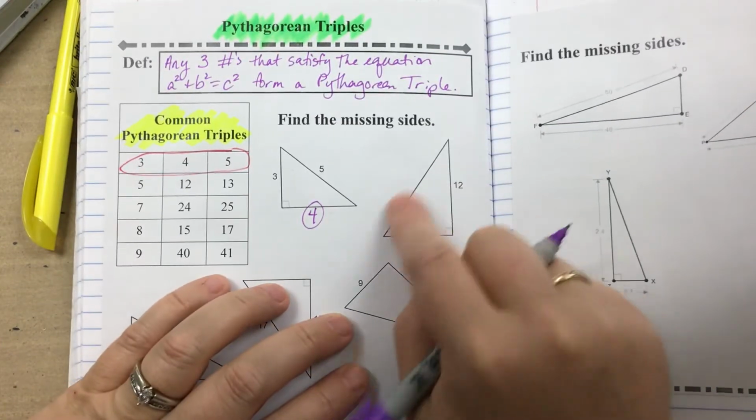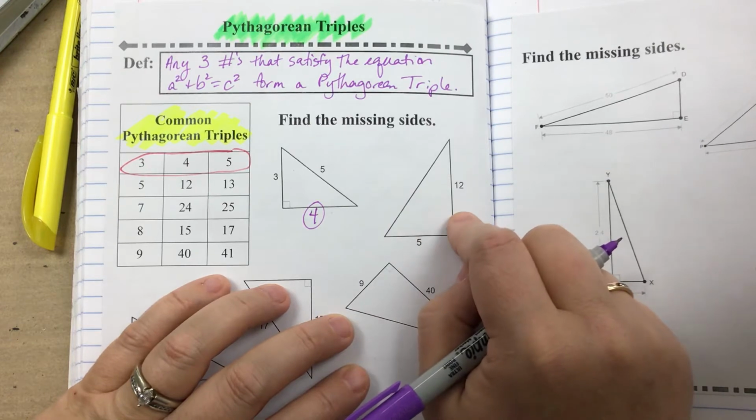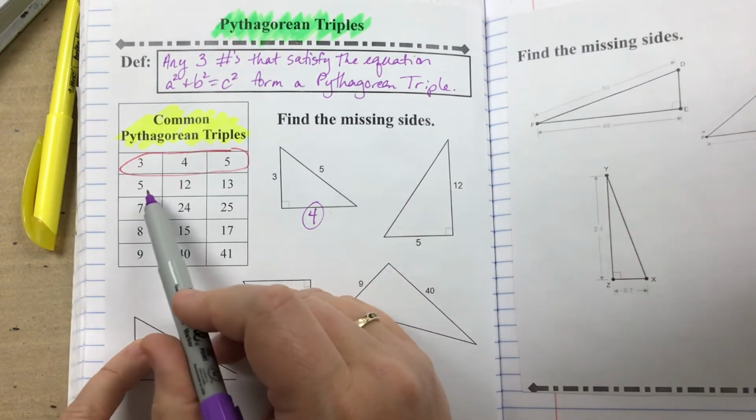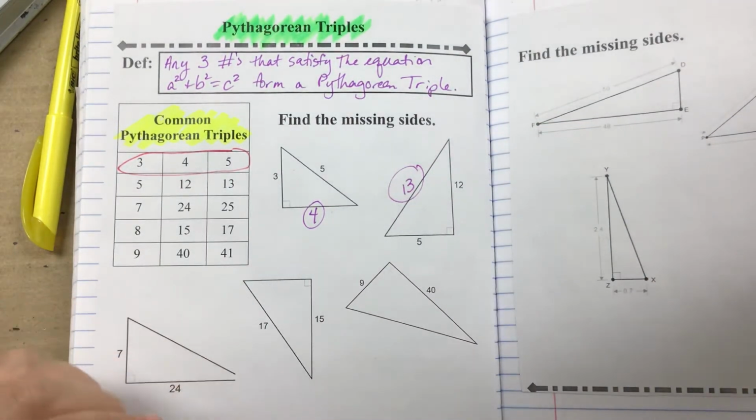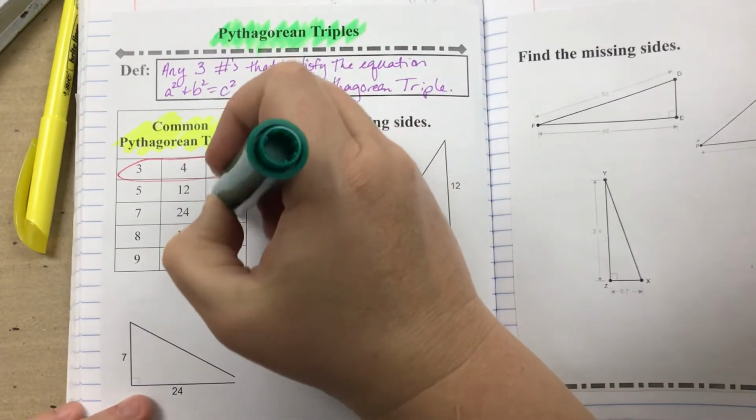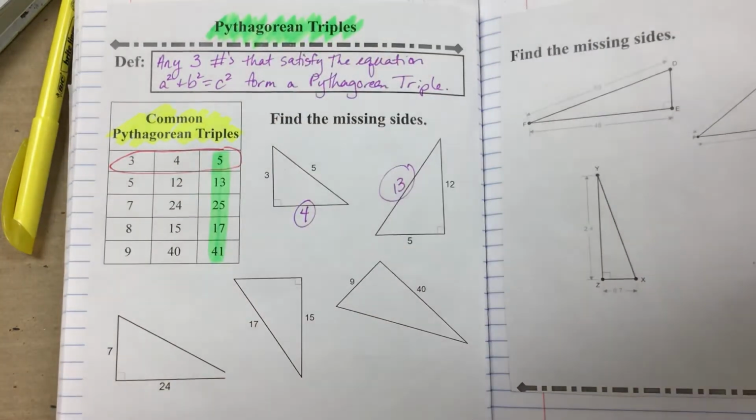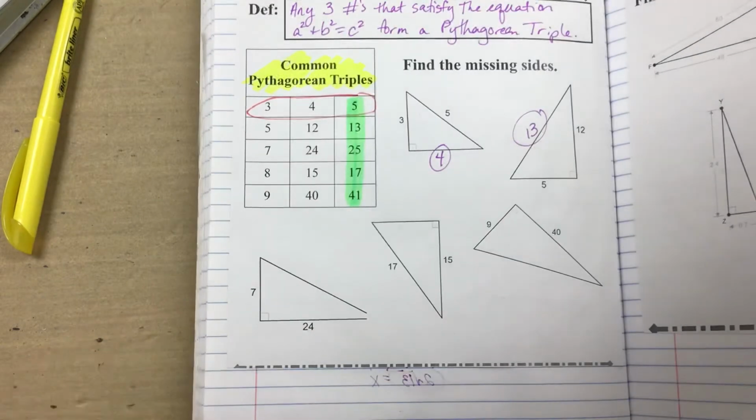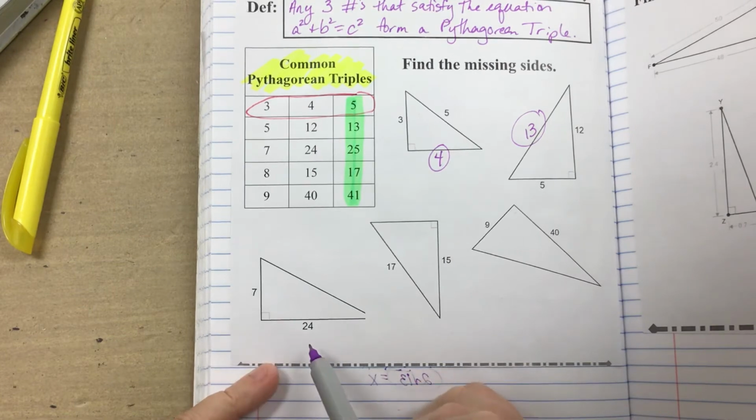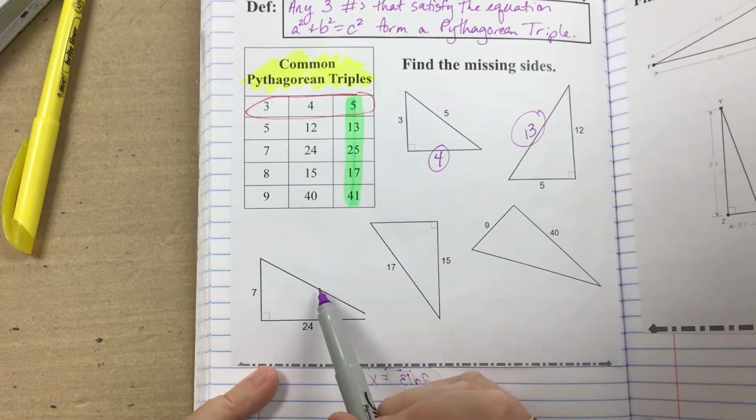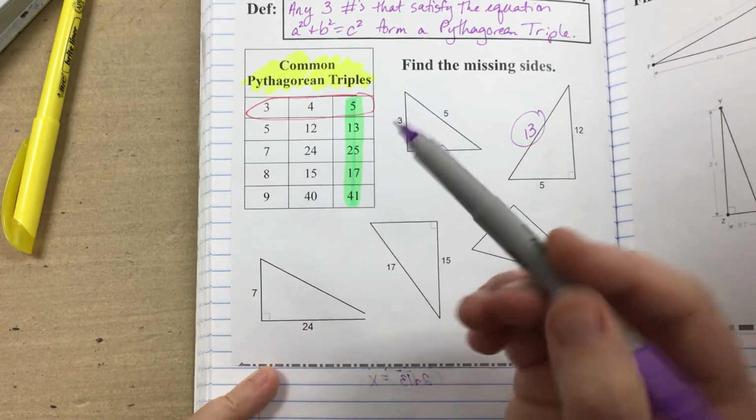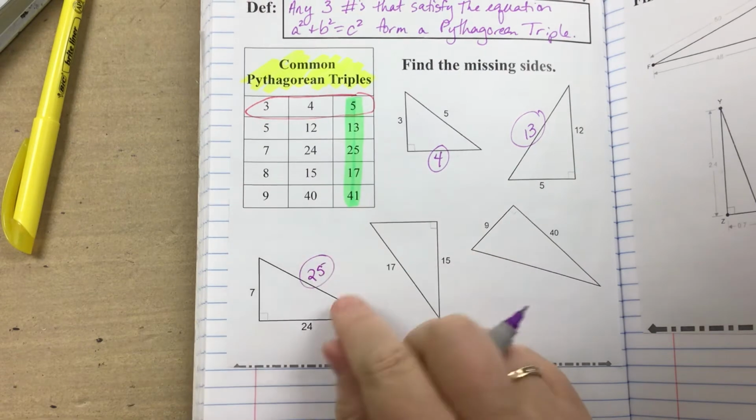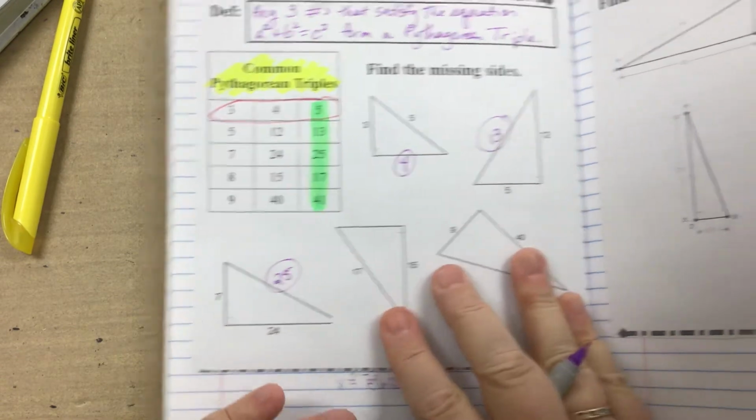If I look at this one, we have a 5 and a 12. Do I have a triple with a 5 and a 12 in it? Yes, I do. 5, 12. So that means my hypotenuse is 13. And maybe I should specify: the third column here, this is your hypotenuse. The hypotenuse is always the longest side. If I continue with my other examples, I have a 7, a 24, and I'm missing the hypotenuse. Well, again, look at one of your triples. There's one that has a 7, 24 in it. The third number is 25. So again, the hypotenuse is going to be 25.